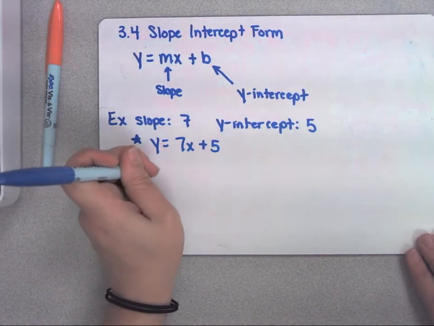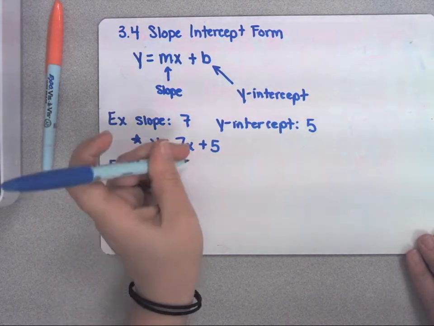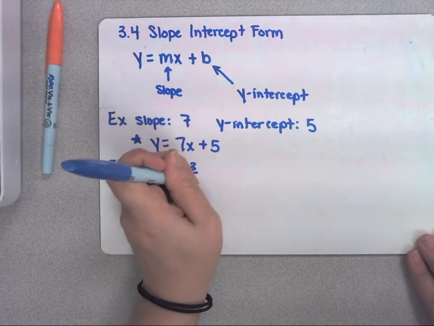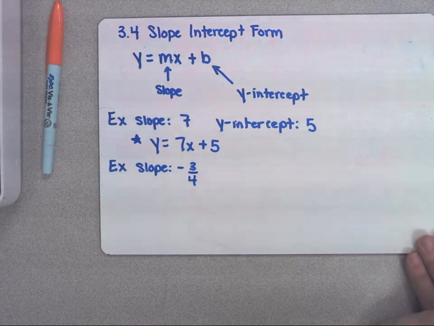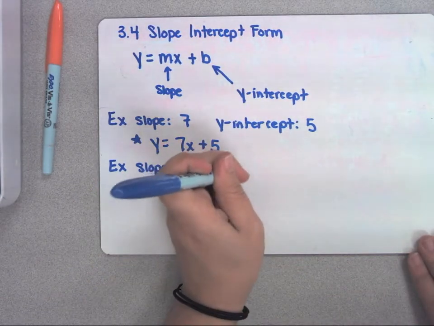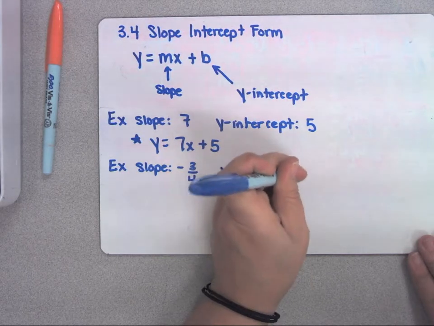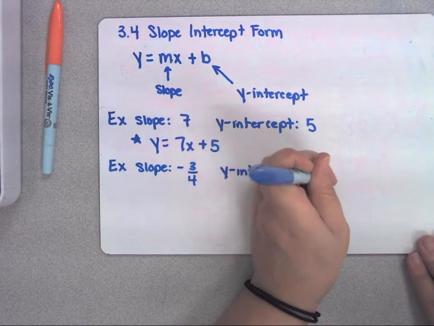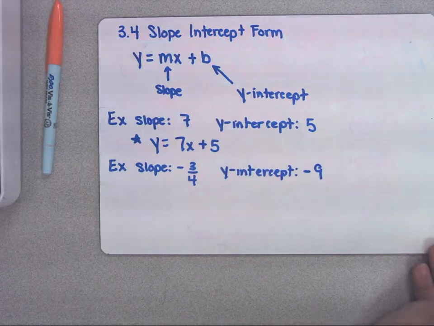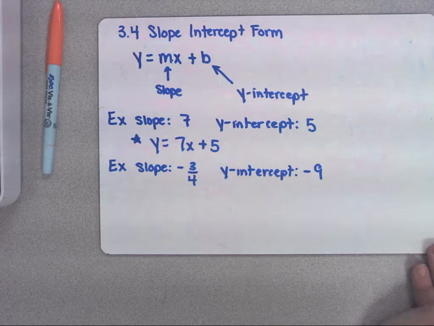How about your slope is negative 3/4. It's okay, it's a fraction. Your y-intercept is negative 9. Can we write this equation? Right, we just got to plug it in. There's really no math involved, is there?